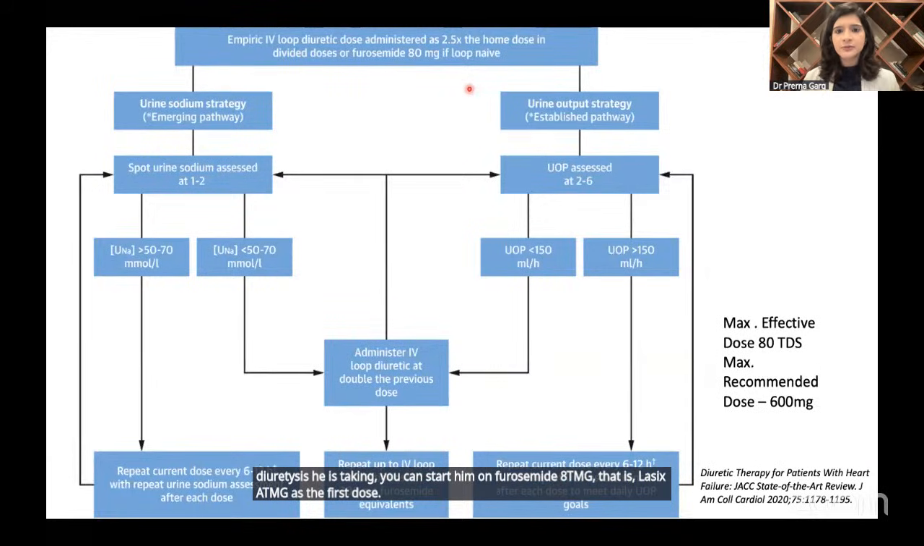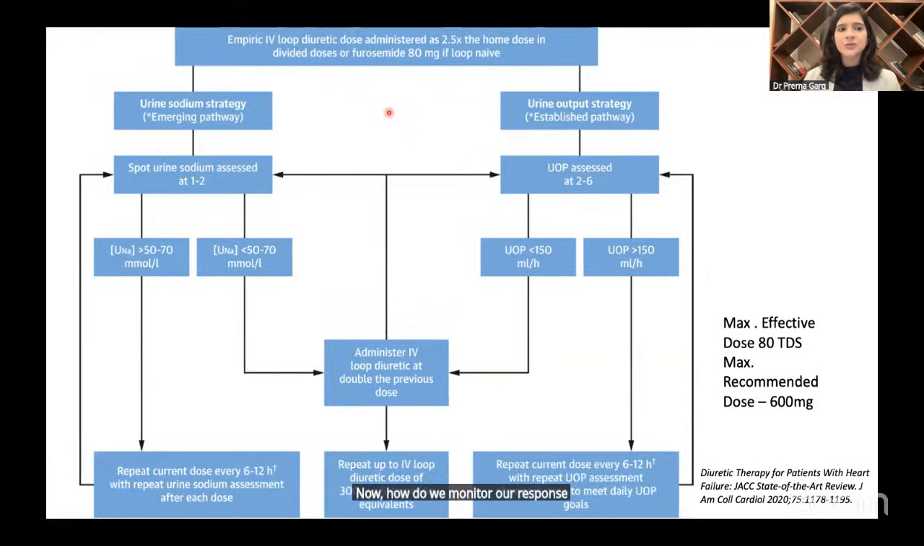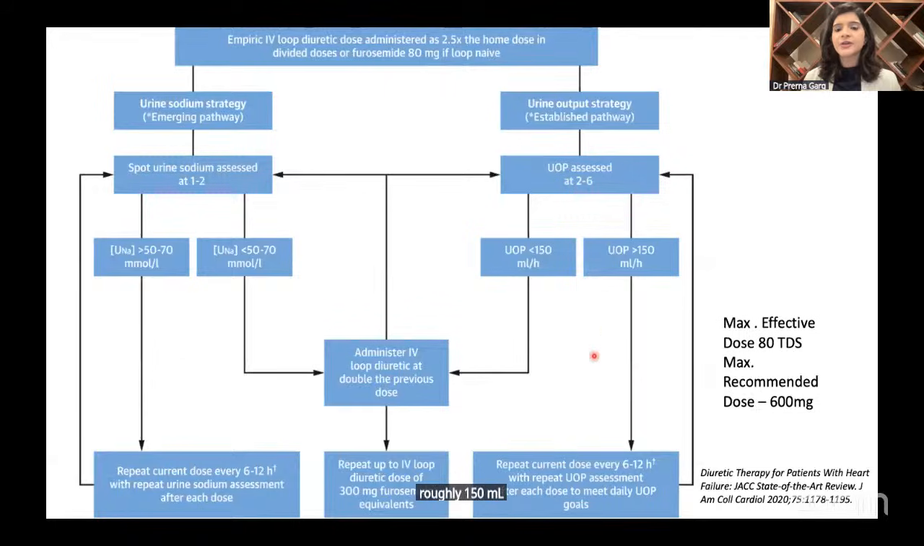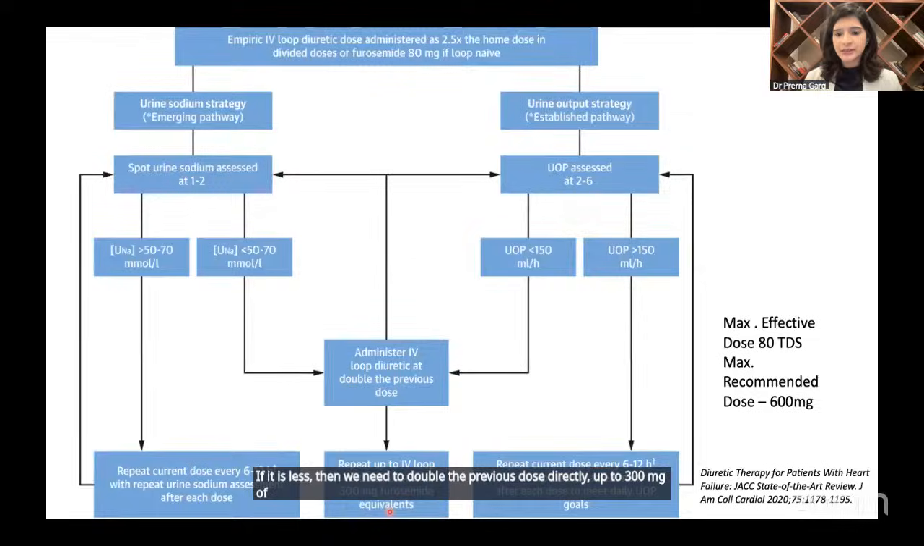Now, how do we monitor our response? Since most of us do not have urine spot sodium available, we look at the urine output pathway, which is on the right side of the screen. If the urine output is between 100 to 200 ml per hour, roughly 150 ml per hour, our dose is adequate and we can continue this same dose. If it is less, then we need to double the previous dose, directly up to 300 mg of furosemide equivalent.